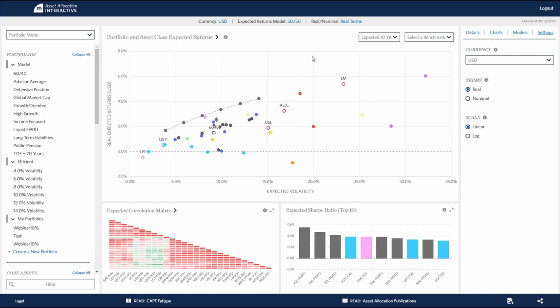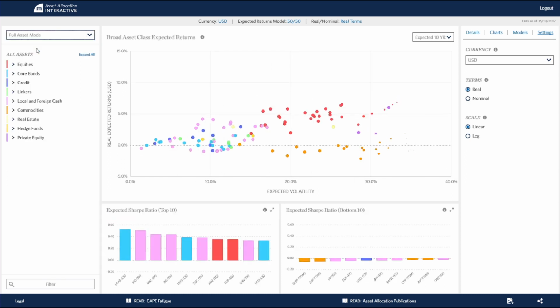And finally, we've done everything today in what's known as portfolio mode. This is simply focusing on a reduced set of core assets with the purpose of creating and analyzing investor portfolios. We have another mode called full asset mode, and when I click on this, you'll see why. In the Scatterplot, we go from the 30 or so core assets to 130 individual assets that we actually forecast. So when we look at something like developed market equities, we actually do our forecast at a country-by-country level.